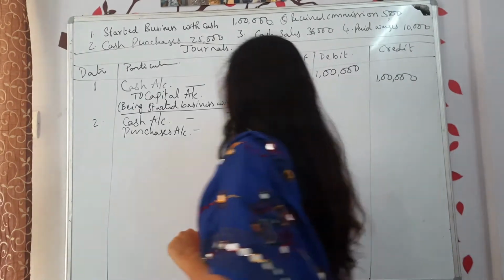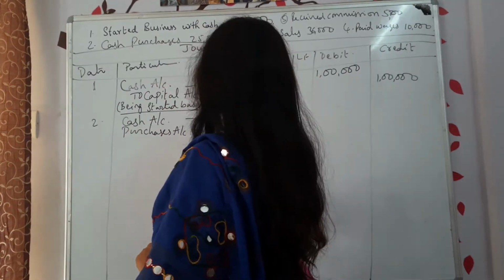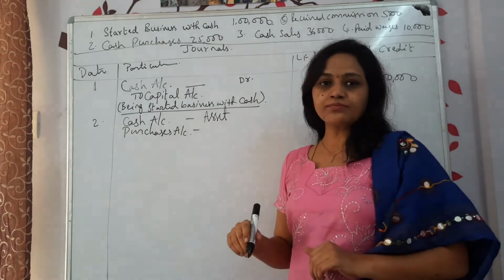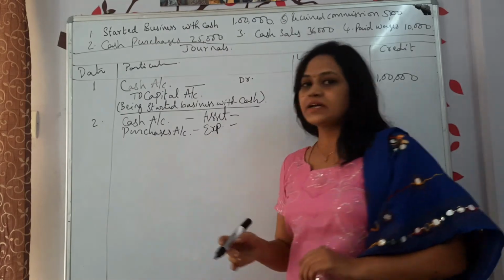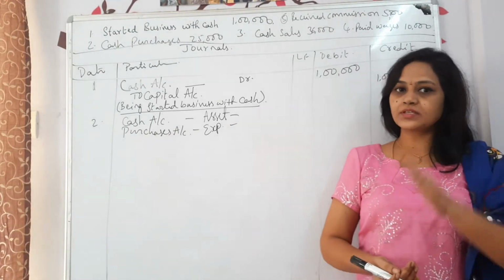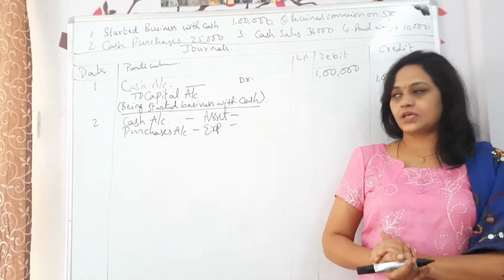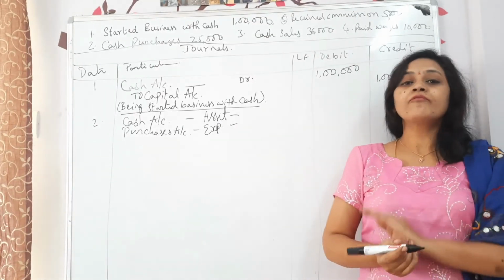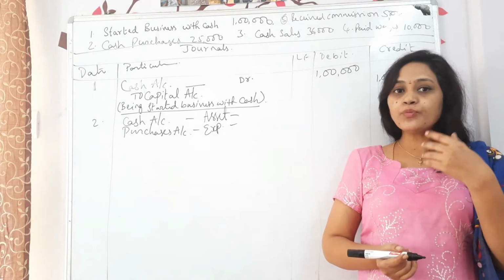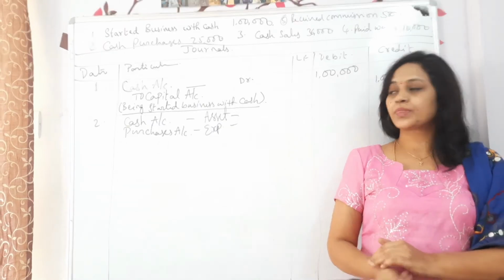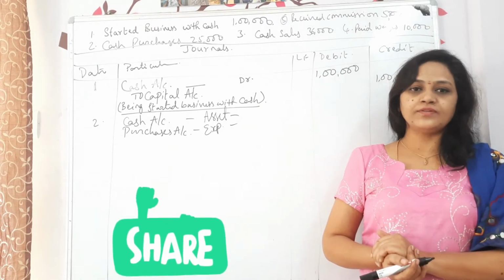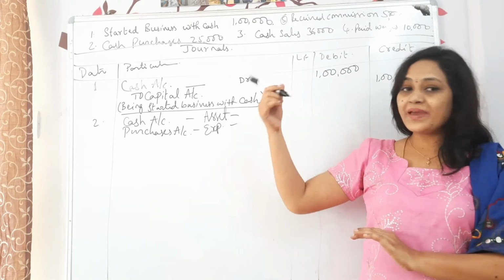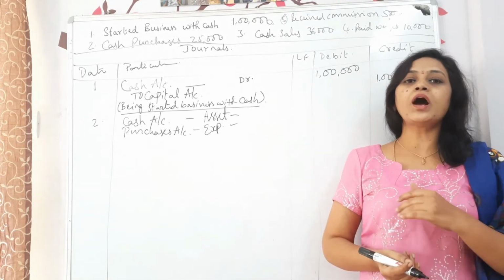Cash account comes under asset, and then purchases account comes under expenses. Asset and expense. What is the rule of asset? Debit increase and credit decrease. Now here what happened? When you purchased goods, will you pay or will you receive the cash? We will be paying the cash. So cash is going outside.